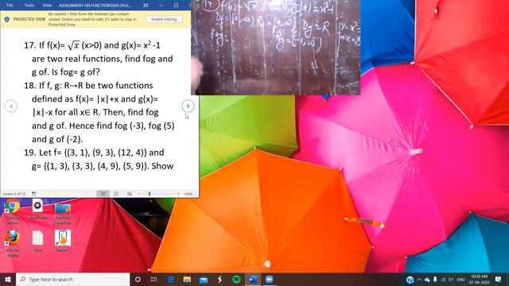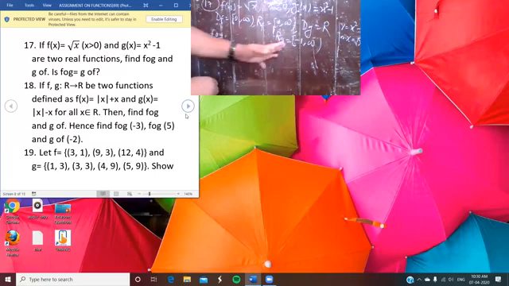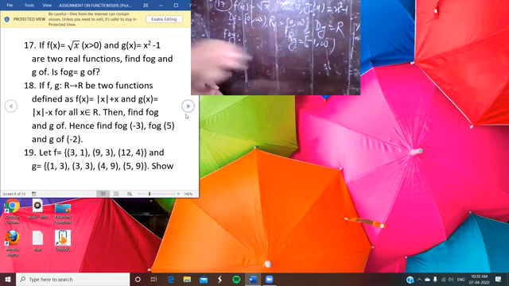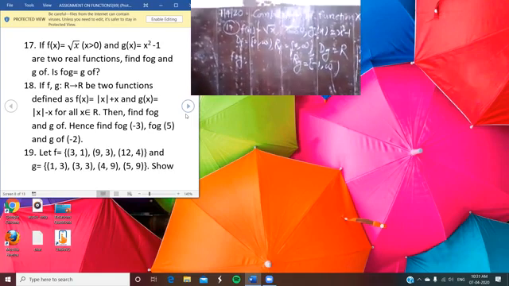Here you see that the range of g is not a subset of the domain of f. Actually, f and g are real valued functions, so sometimes it happens that the range of g is not a subset. Here the domain of f is from 0 to infinity, and the range of g is from -1 to infinity. So you can say that fog does not exist, but there is a problem in the case of fog.